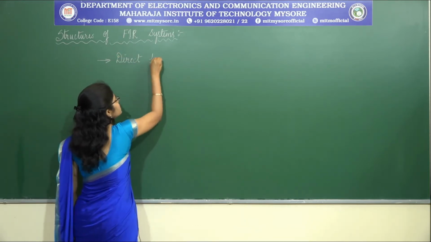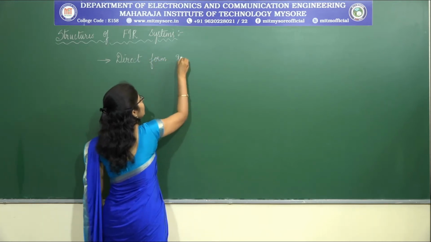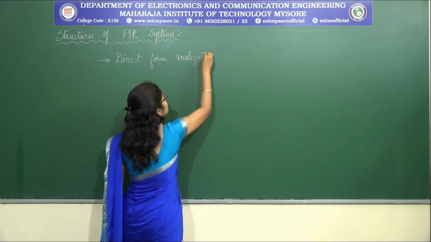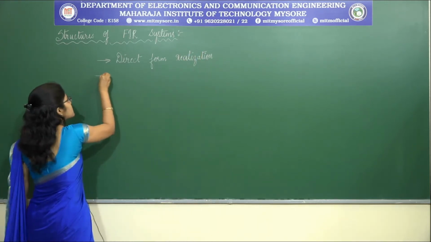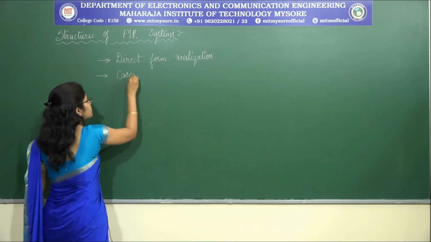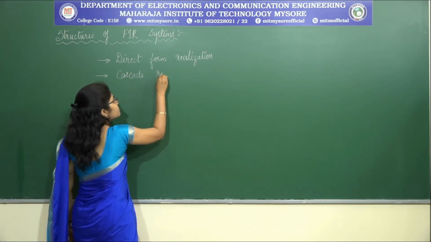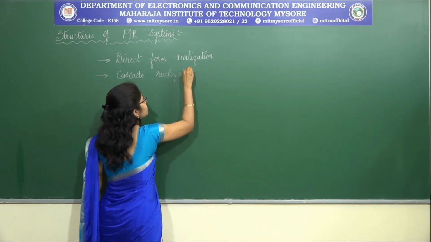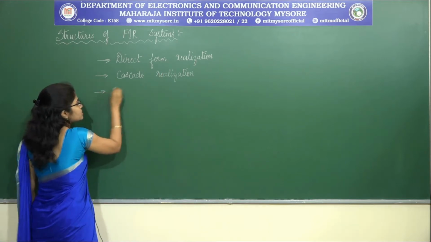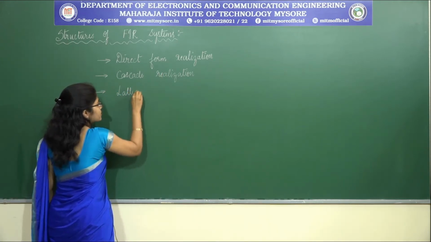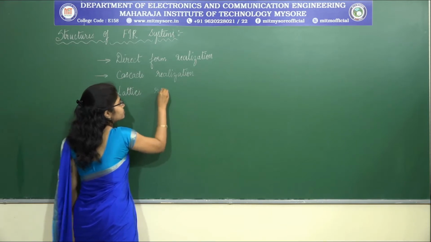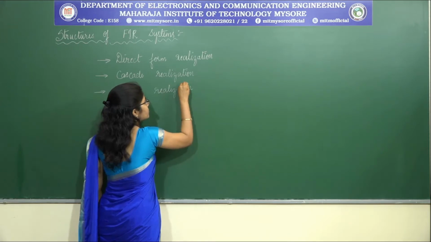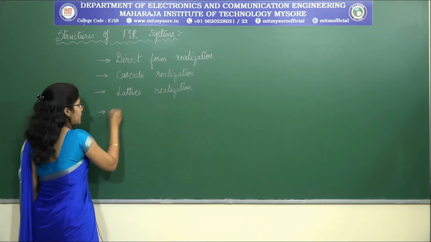The first one is direct form realization. The second one is cascade realization. Third one is lattice realization. And the last one is parallel realization.